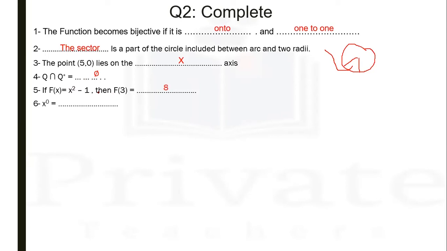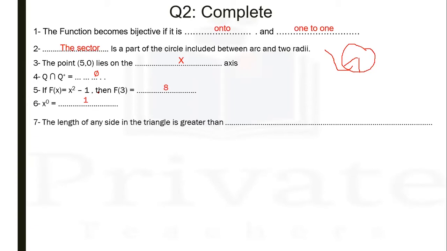X to the power of 0, we mentioned it previously. We said that any number or variable, whatever it is, to the power of 0 is equal to 1. The length of any side in a triangle is greater than, this is one of the results of unit 6, the last theorem: the sum of two sides is greater than the third side.